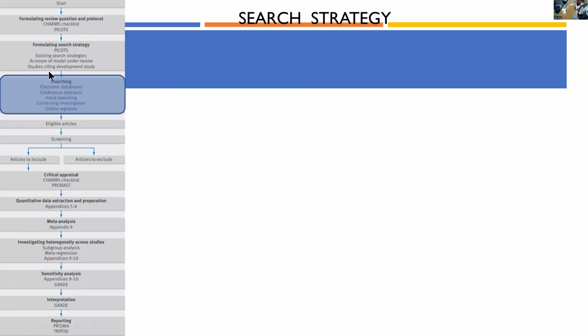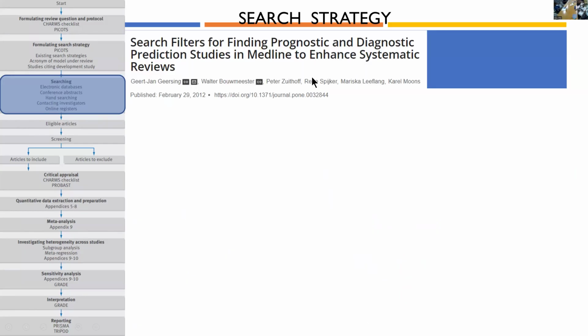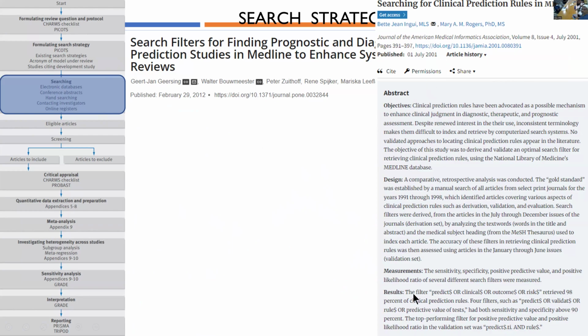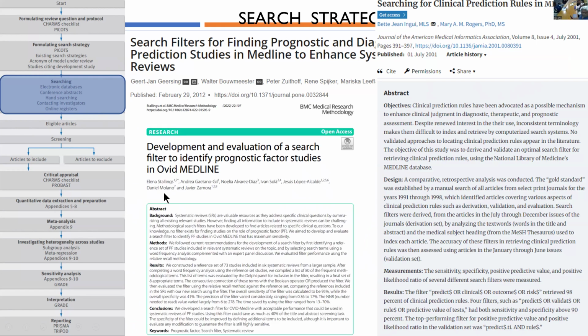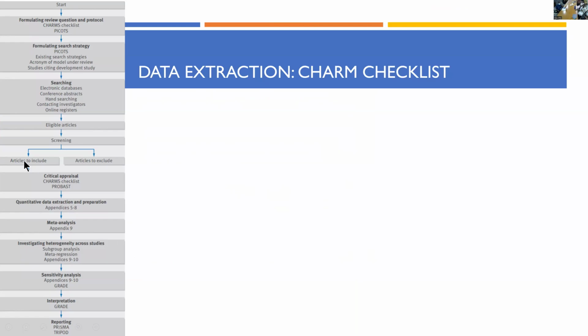Next we come to searching. There are some tips on how to search for prognostic models. One tip is given by this article, by Geersing and colleagues. The second article is by Ingui and colleagues. And the third one is by Elena Stallings and colleagues. There are no particular guides on how to find them, but clearly you have to be able to search the literature to find these prognostic models. Those articles are there for anybody who's interested.